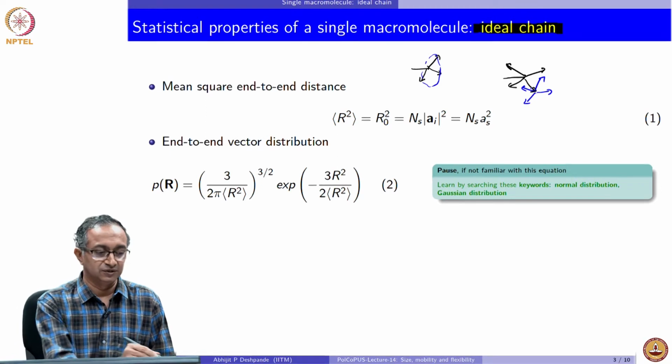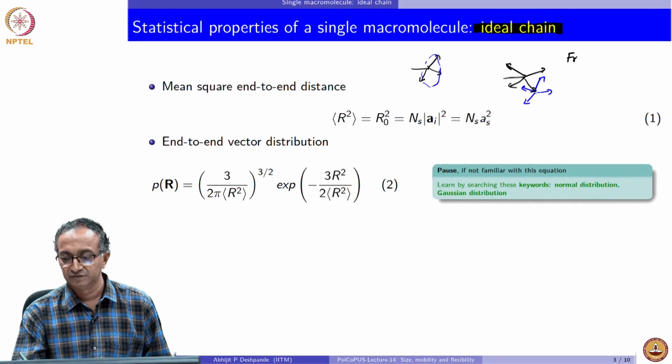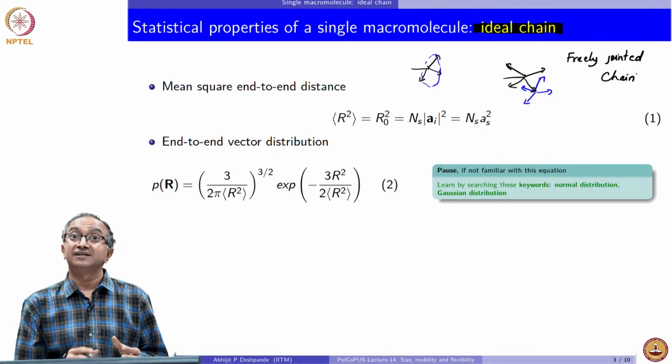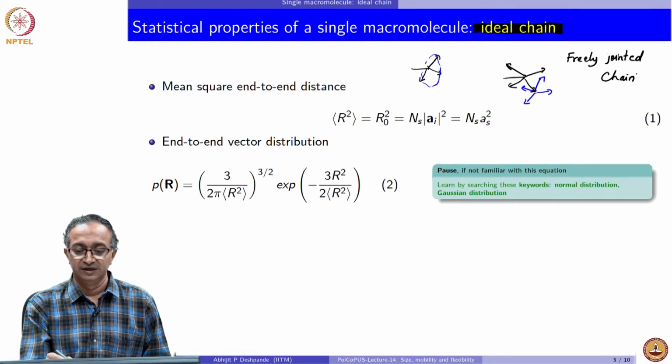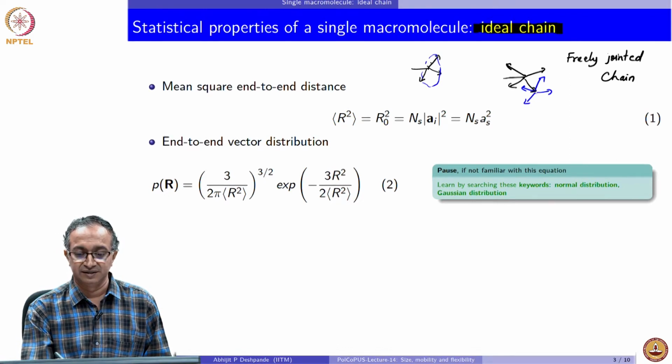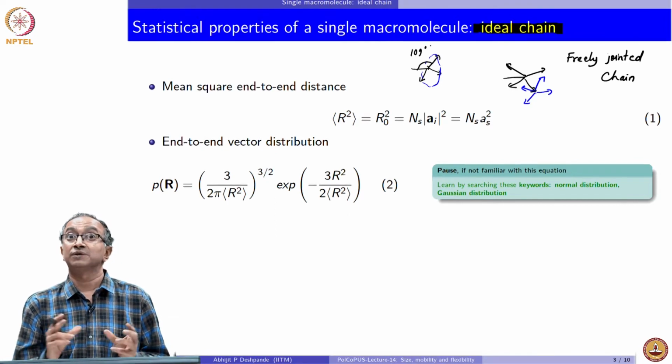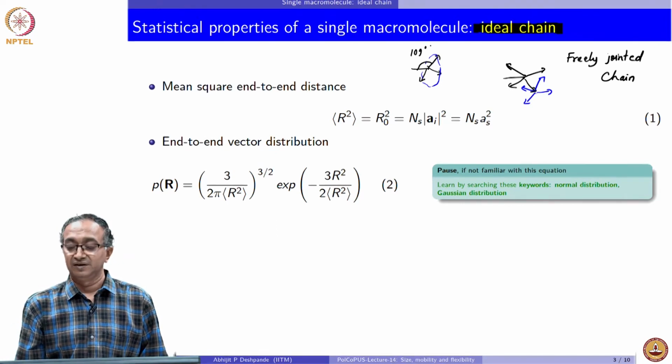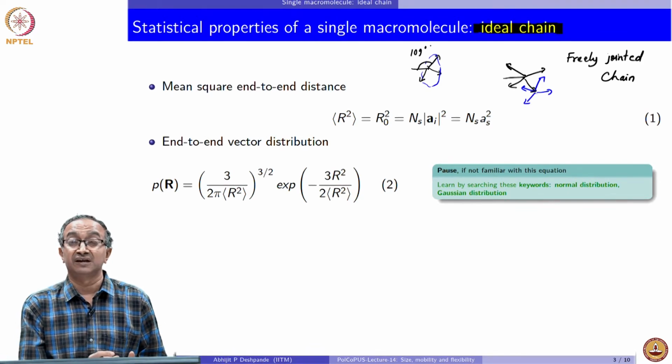So ideal chain is also referred to as a freely jointed chain. Clearly you can see that this is the simplest possible model. If we have to consider a real macromolecule, then the fact that there is always this 109-degree angle between two subsequent C-C bonds is not incorporated in a freely jointed chain. So that will be an additional input to get another model.